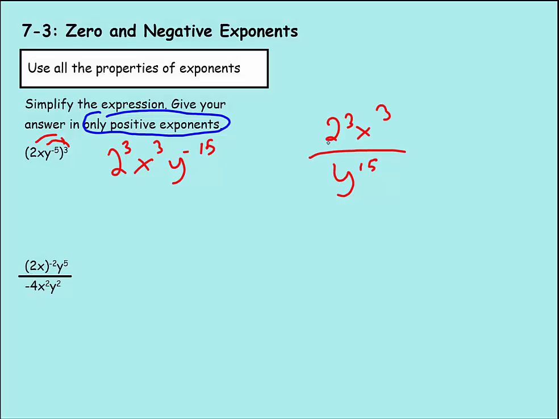Then we can simplify this 2 to the third. 2 to the third is 8, so our answer would be 8 times x to the third over y to the 15th. This one looks like it might take a few more steps.